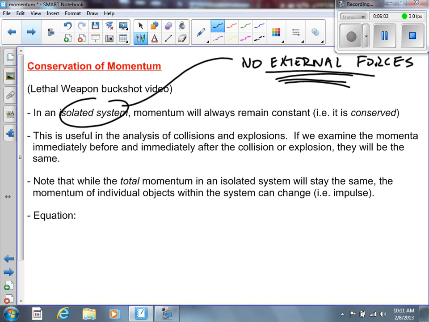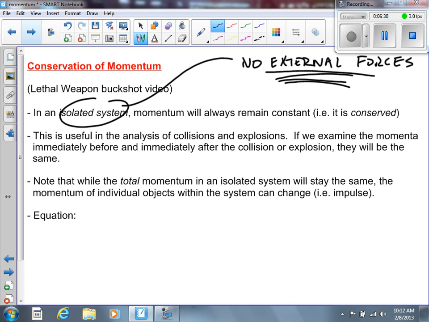Okay, it could be literally anything exploding, but it could be something as simple as you standing on ice or a really slippery surface and throwing a rock. The rock goes forward, you go backward. We consider that to be an explosion because it's one object becoming two. You and the rock acting as one object, becoming two objects after the interaction takes place. So we use it whenever we have a collision or an explosion.